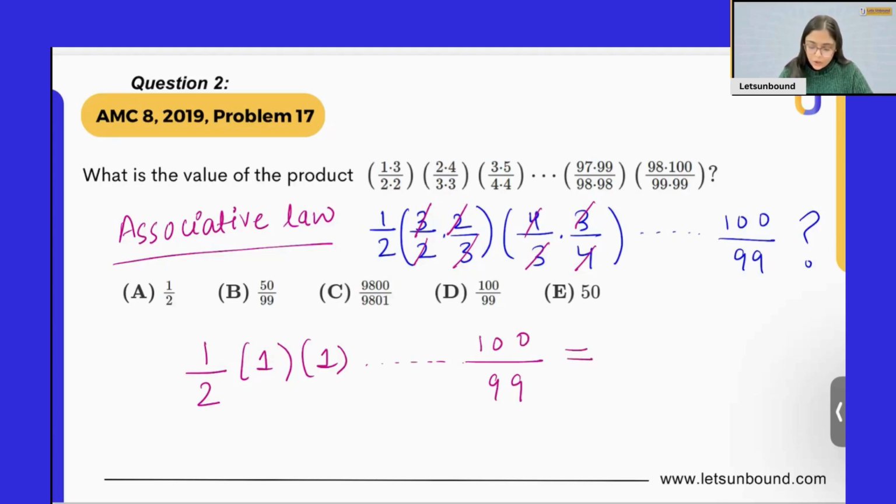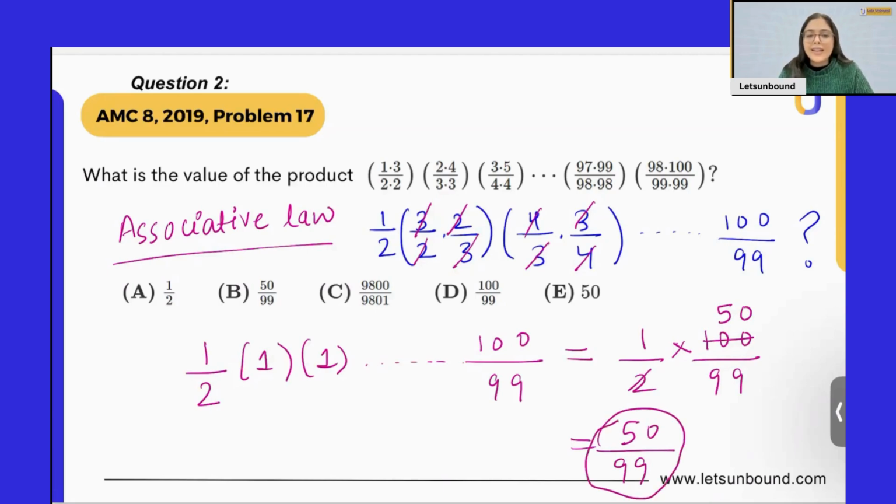So that is how much? It is half times 100 over 99. And if you do the small calculation, we get just 50 over 99. So obviously, we are very clear which option is correct. That is option B, isn't it?